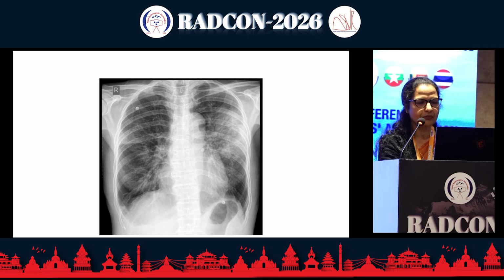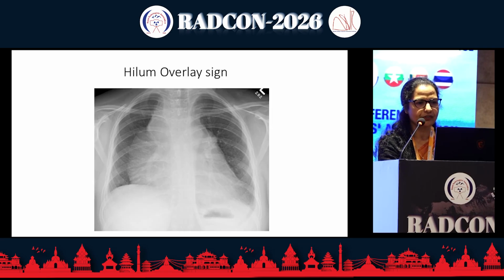So here we see the typical air bronchogram, heterogeneous soft tissue density with branching pattern of the airways. This is air bronchogram. Similarly, air bronchogram on right side also.